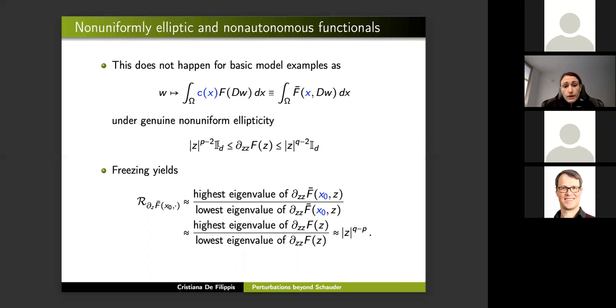Already, if we are in the framework of p,q non-uniform ellipticity, already in this very simplified model, we see that pointwise uniform ellipticity simply fails. Indeed, whenever we freeze, we get an ellipticity ratio that blows up as modulus of z to q minus p. So there are no hopes of treating this kind of problems as the double phase, for instance.